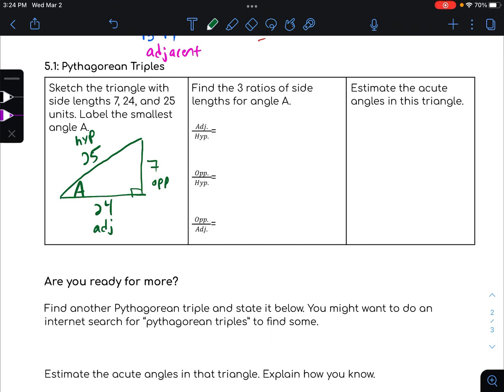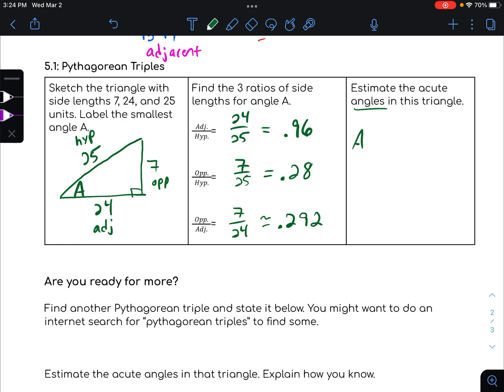All right, so we look at the three ratios that we have been studying: adjacent divided by hypotenuse. So that would be the 24 divided by 25. And as a decimal, that is 0.96. And then opposite divided by hypotenuse is 7 divided by 25. And as a decimal, that's 0.28. And opposite divided by adjacent would be 7 divided by 24. And as a decimal, I think we'd have to round that. So we'll take it out another decimal place. That's about 0.292.